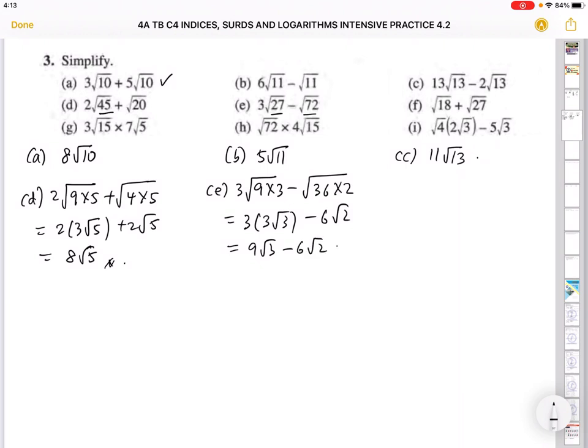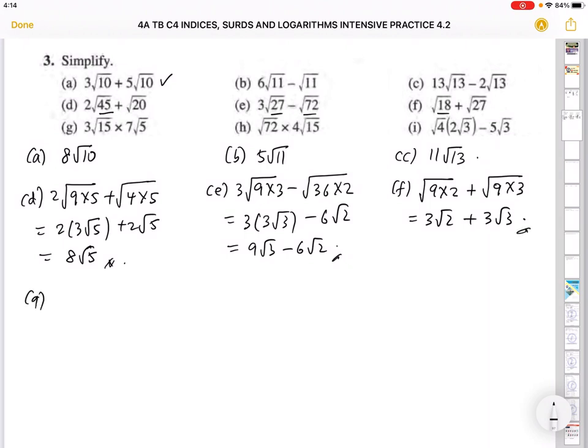Now notice you can't subtract them because they have different surds. One is surd 3, one is surd 2. If they have the same surd, then you can subtract. Okay, part F. 18, again we can change it to 9 times 2. 27, notice they keep using the same figure, 9 by 3, right? Again, can we simplify this? Yeah, I think we can't. So this is 3 root 2, 3 root 3. There you go, that's your answer. You can't simplify further because they have different surds.